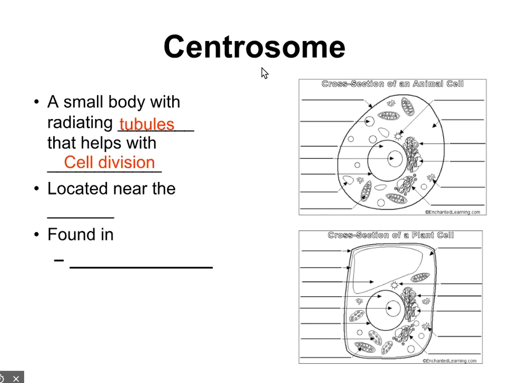And it helps with cell division. Those little tubules send out little like strings. And it helps pull your genetic material apart once it's been copied in the cell so that the cell can continue to divide. It is located near the nucleus. Obviously, it's going to be separating your chromosomes, and it is found in both plant and animal cells.